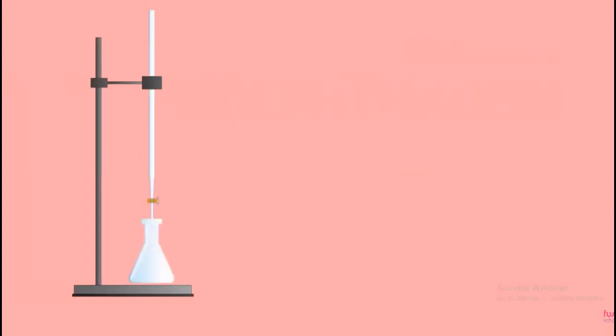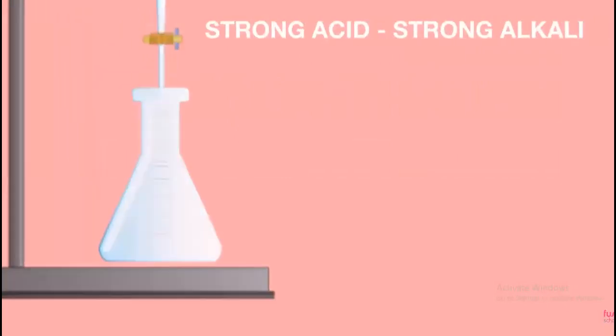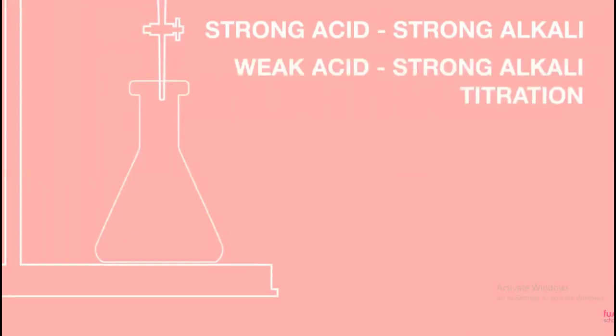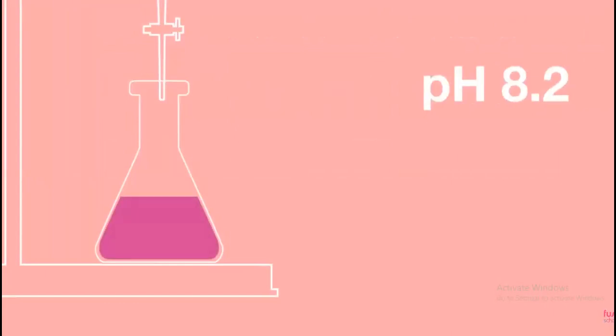Phenolphthalein is an indicator commonly used to determine the endpoint of a strong acid, strong alkali, or weak acid, strong alkali titration. It goes from colorless to fuchsia pink at a pH of 8.2.